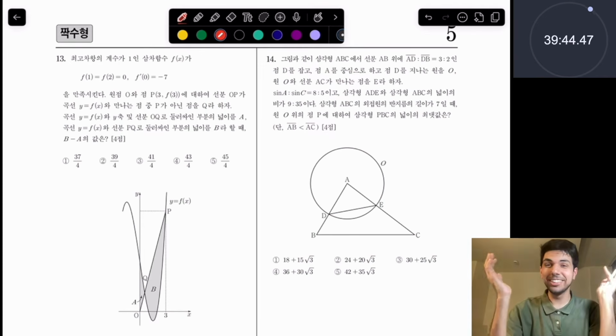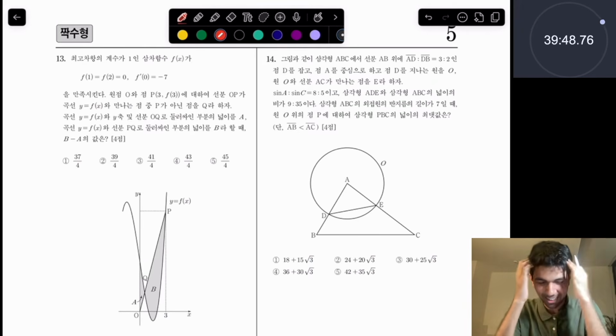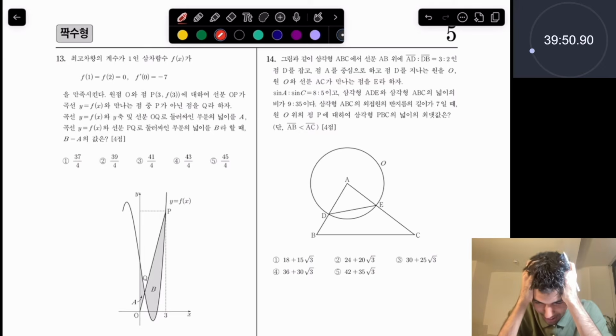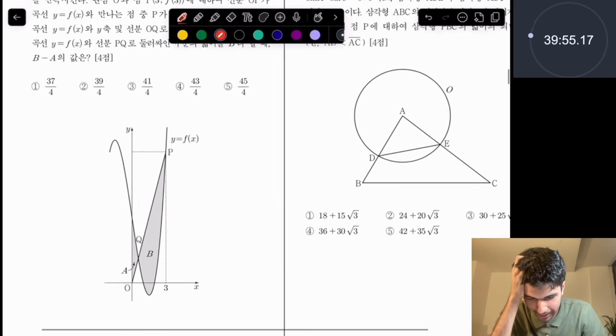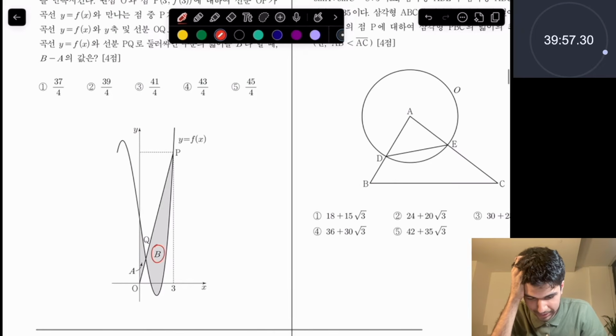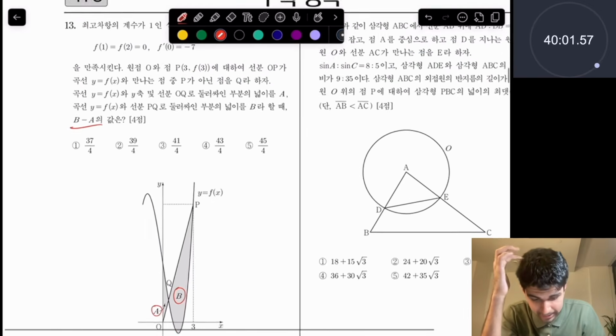All right, let's read question 13 together. Okay, I'm done reading. Oh my goodness gracious. What am I supposed to do? Okay, this doesn't look that bad actually. This area seems to be B, this area seems to be A. We need to figure out what B minus A is.